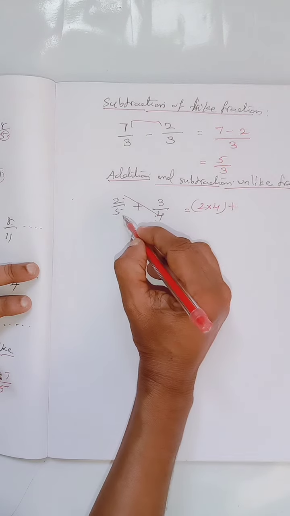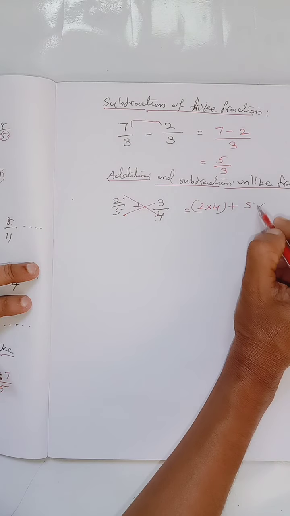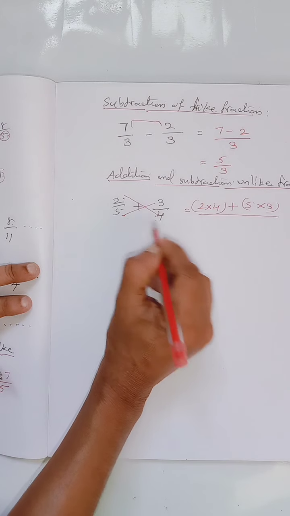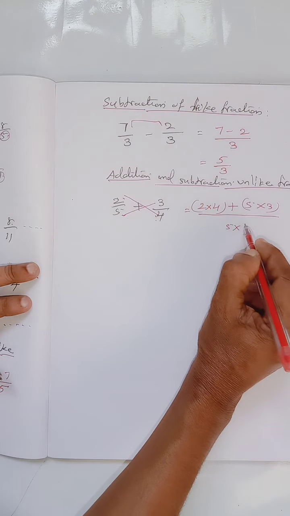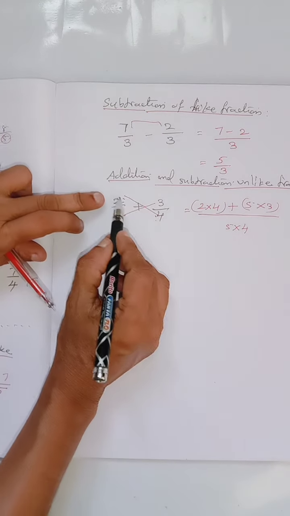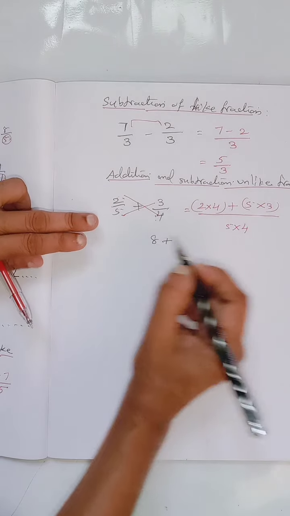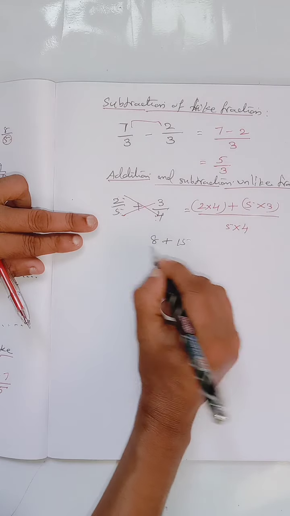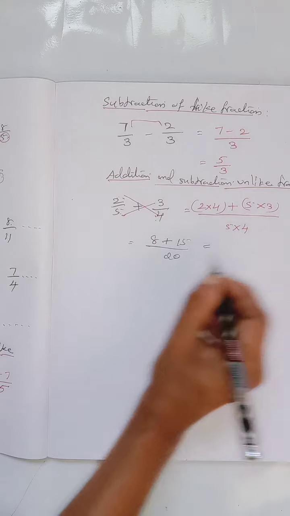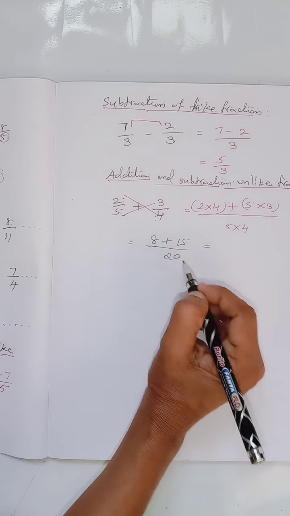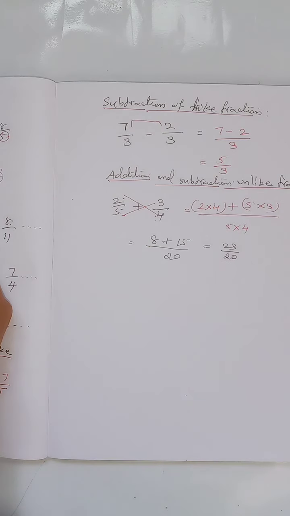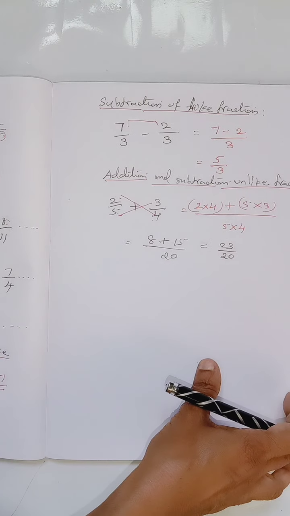2 into 4 plus multiply 5 into 3, divided by the denominators multiplied, 5 into 4. So multiply from the left. 2 4s are 8 plus 5 3s are 15, divided by 5 into 4, 20. So what is my answer? 15 plus 8, 23 by 20. Clear, children? This is the answer.